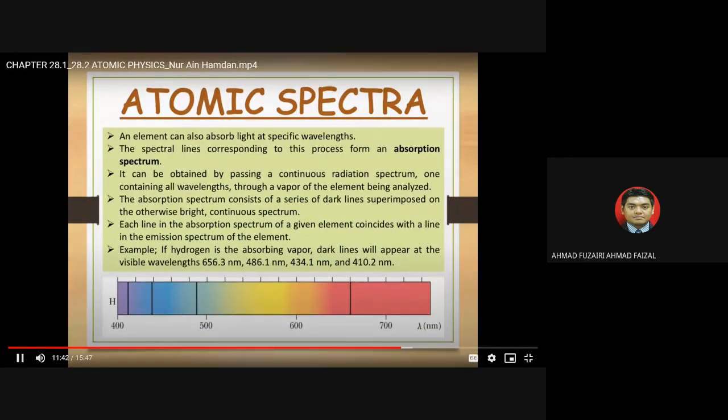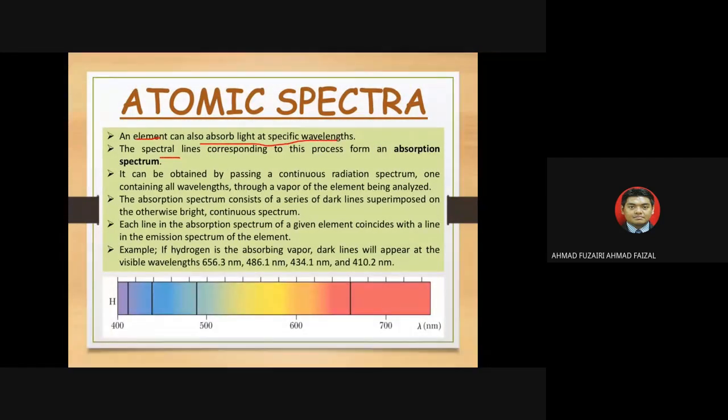Besides that, an element or an atom can also absorb light at specific wavelengths. The spectral lines that correspond to the absorbed light will form an absorption spectrum. This spectrum can be obtained by passing a continuous radiation spectrum, one containing all the wavelengths, through a vapor of the element or atom being analyzed.